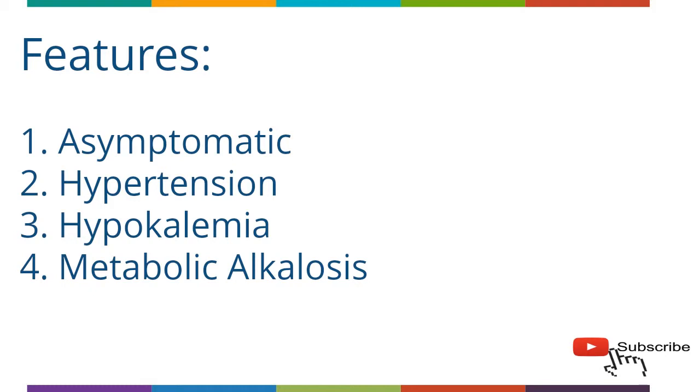Other features include hypertension, hypokalemia and metabolic alkalosis. Primary aldosteronism is the most common form of secondary hypertension. Approximately 30% of patients with primary aldosteronism are hypokalemic.